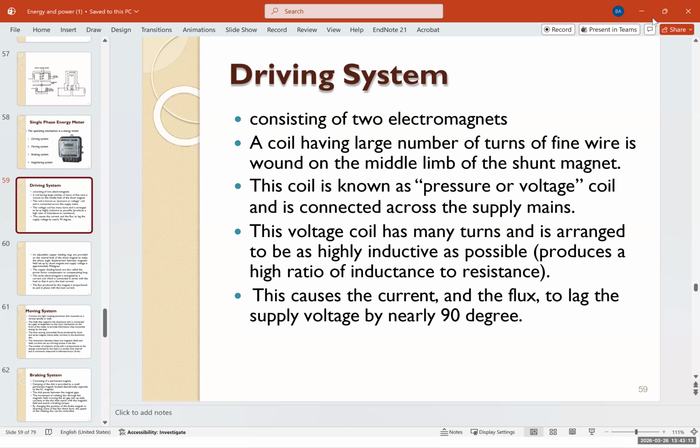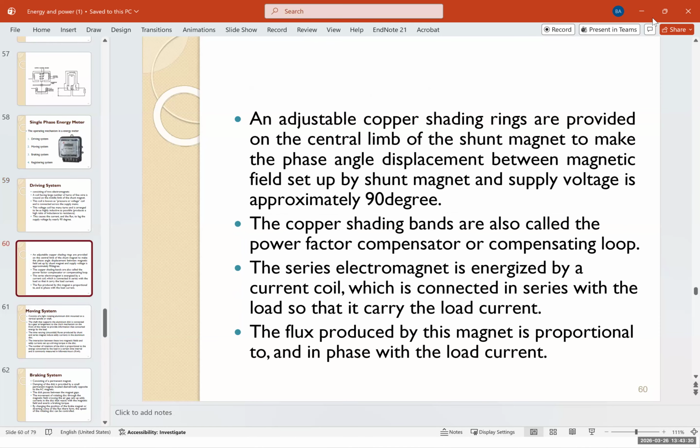This voltage coil has many turns and is arranged to be as highly inductive as possible and produces a high ratio of inductance to resistance. This causes the current and the flux to lag the supply voltage by nearly 90 degrees. Now, when you have 90 degrees, you're going to have a force that moves the system. The adjustable copper shading ring is provided on the central limb of the shunt magnet to make the phase angle displacement between the magnetic field set up by the shunt magnet and the supply voltage approximately 90 degrees.